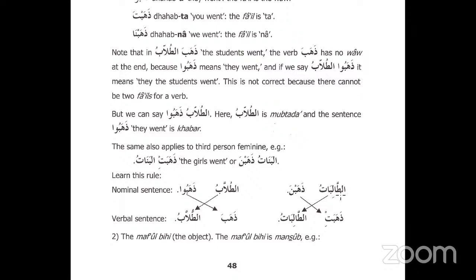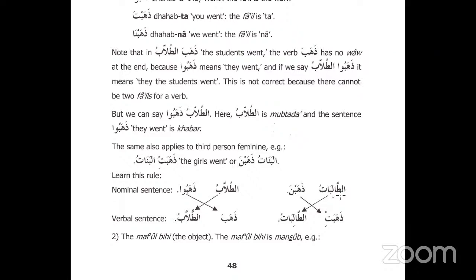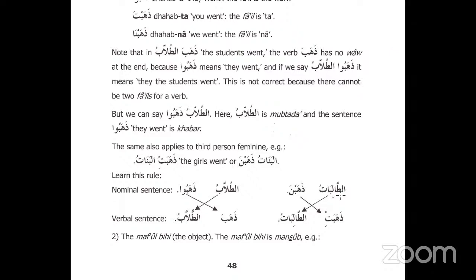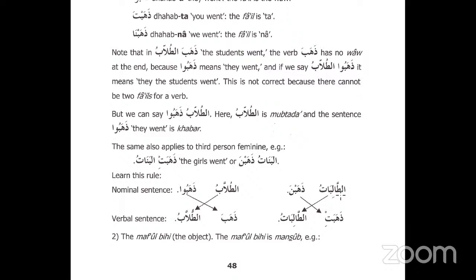Okay, got it. So when the mubtada is coming at the beginning, the form of the verb changes, correct? To what form? To the same form as the mubtada. Yes, it follows the same pattern basically. Correct. Okay, the fa'il, the doer, and the maf'ul bihi, the object.